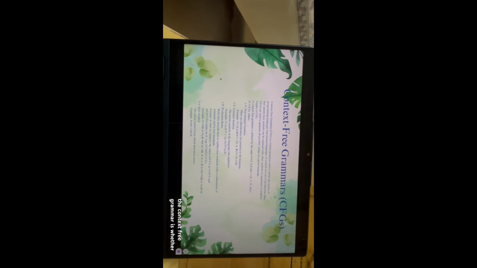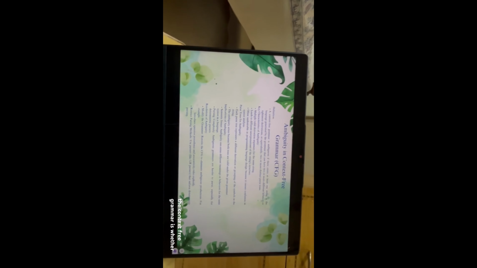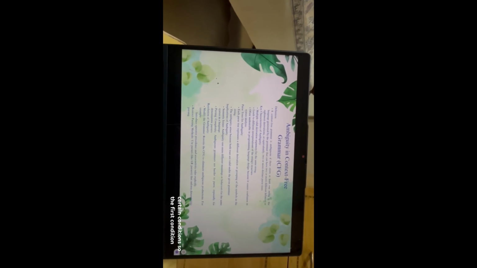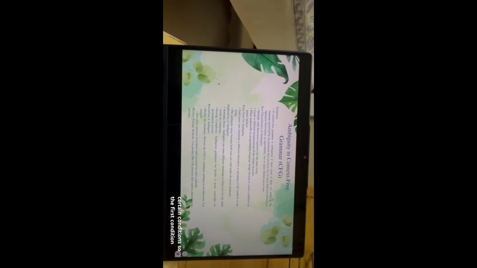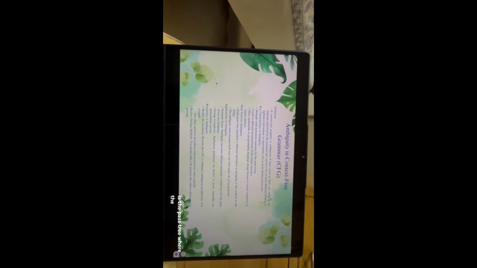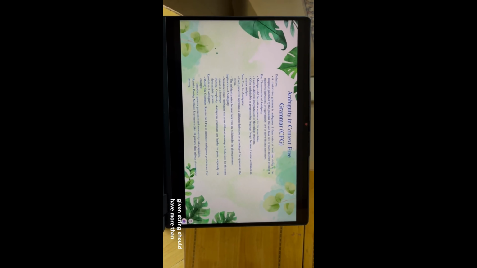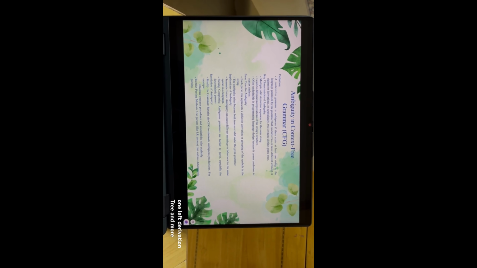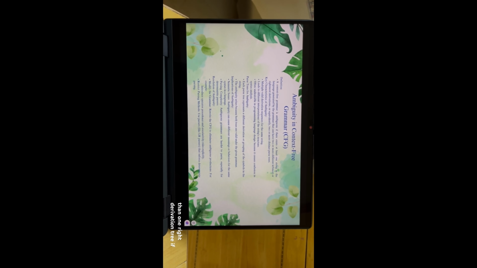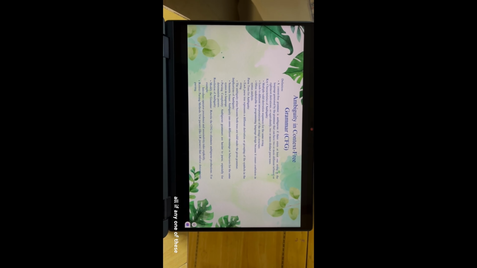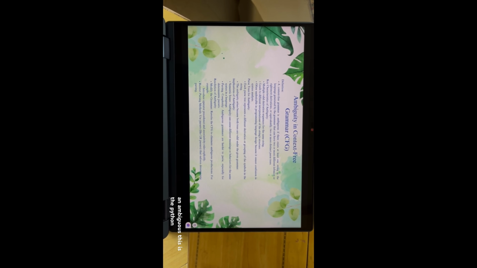whether the context-free grammar is ambiguous or not, there are some certain conditions. So the first condition is the parse tree, where the given string should have more than one parse tree, more than one left derivation tree, and more than one right derivation tree. If any one of these conditions is true, then it is ambiguous.